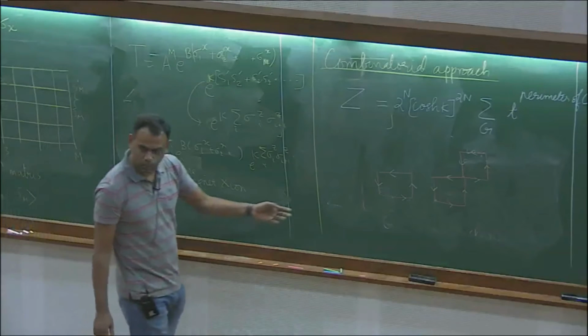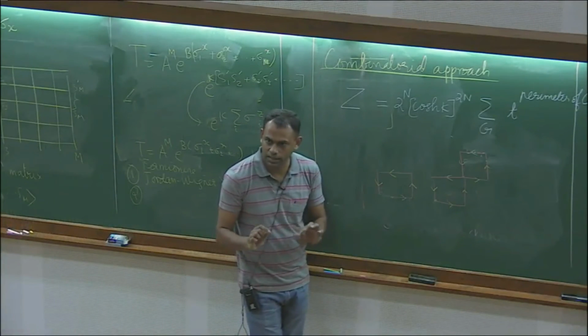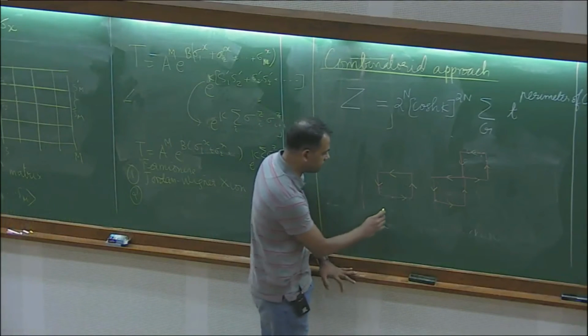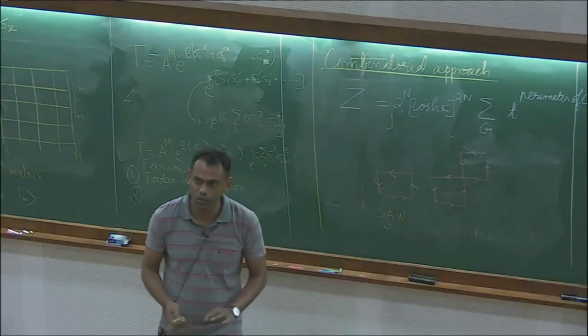Now, the walker has some constraints. It cannot intersect itself other than at the vertices. It's what is called a self-avoiding walk. Now, that's very difficult to count.